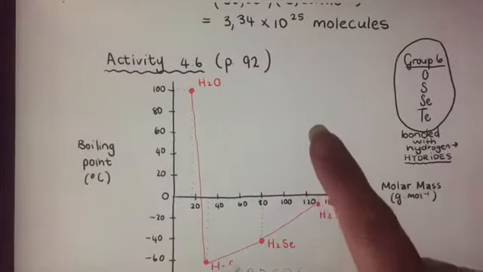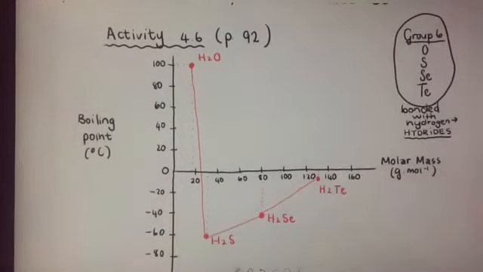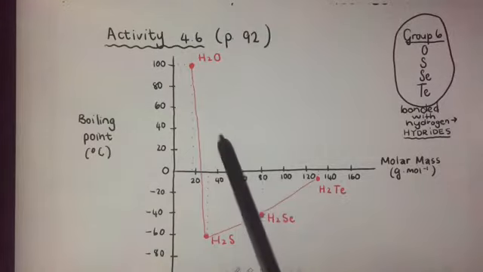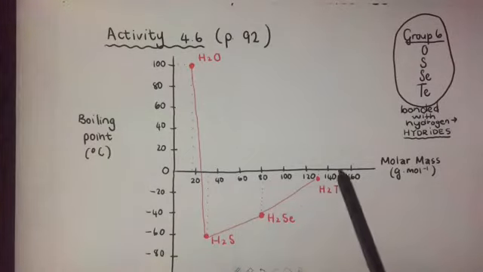Okay, activity 4.6 on page 92. I would also like to take a look at that. So over there you've got a table with molecules, their boiling points as well as their mass, and you have to plot a graph. Now if you do that, the graph should end up looking something like this.